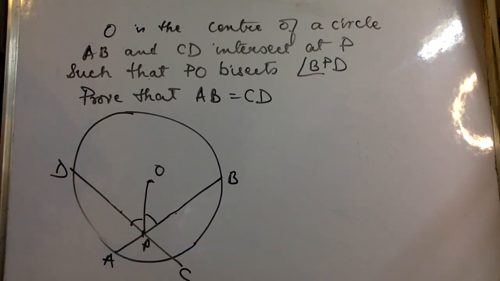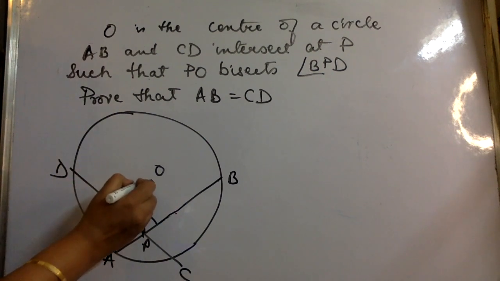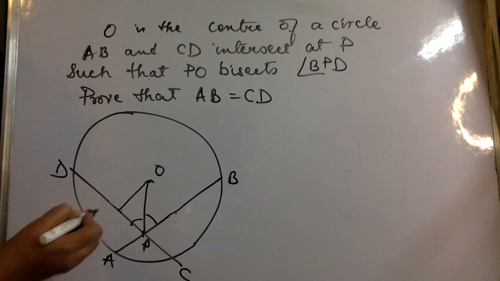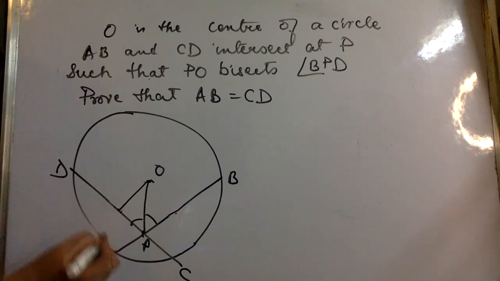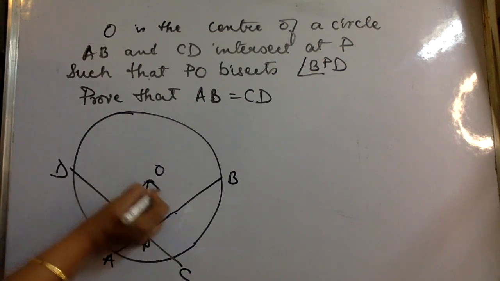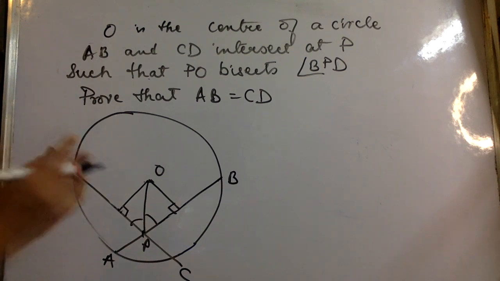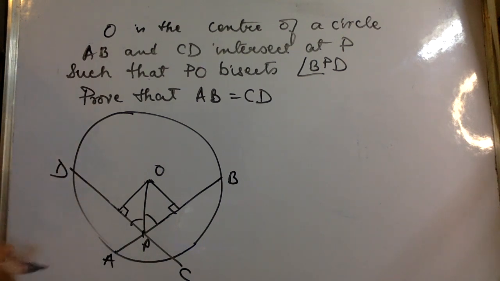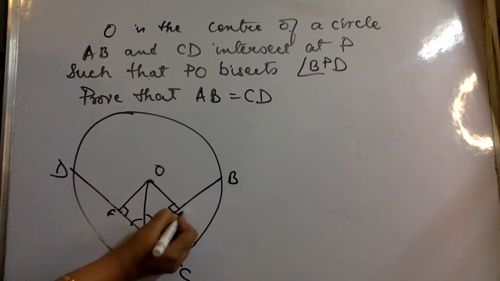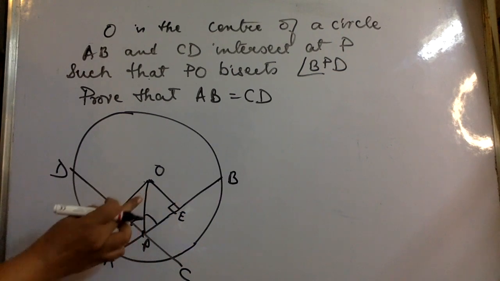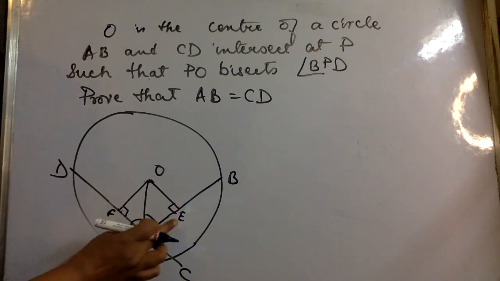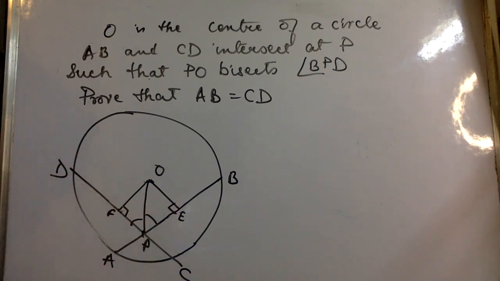Now how do we prove it? We'll have to make some construction: the line from the center at 90 degrees to each chord. Done. Now let me name this point F and this one E. Now I have two triangles, OPF and OPE. Let us concentrate on these two triangles only. The rest we'll forget for the time being.